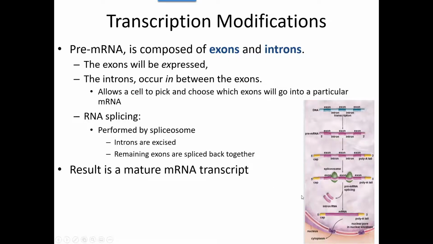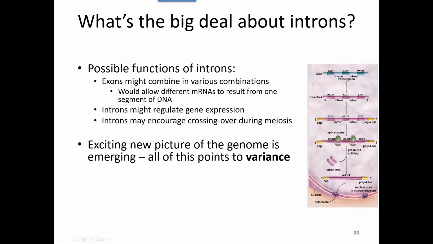Now, I usually get the question is, why do we care about these introns if they're just getting spliced out and removed? Well, the exons, they are expressing information, and depending on kind of where they are and what information is on them, the exons might combine into different combinations and give us different information. The introns found in between might regulate which genes we want expressed and read, and it looks like it may, based on information that we know, encourage some crossing over during meiosis. Again, it gives us another place where we can have a little bit of genetic variance.